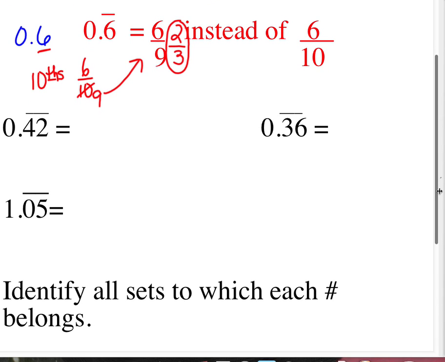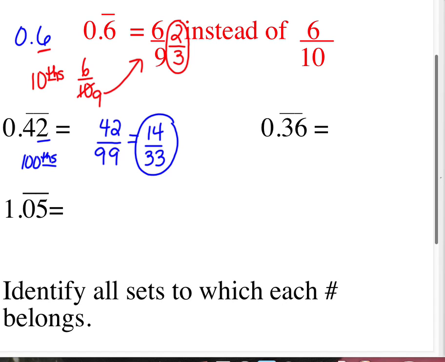Okay, 0.42 repeating. What place value is the 2? It's in the hundredths. But because it's repeating, we're not going to use 100, we're going to use 99. 42 over 99 simplifies down, if you divide both by 3, to 14 over 33. And guess what? If you were to actually take your calculator right now and punch in 14 divided by 33, you would get an answer of 0.424242424242, and it would never end.